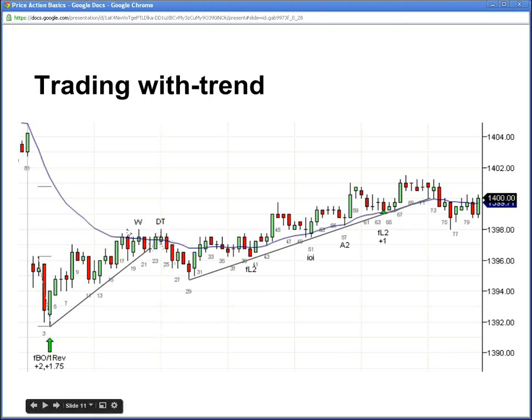If it has terminated, if it's terminating, you have to get out, and then you have to wait for a new breakout. So here, this is a possible breakout, and this is a pullback after breakout.